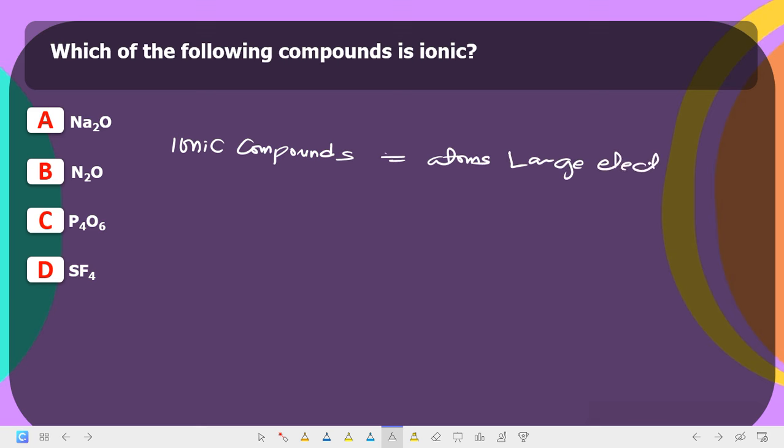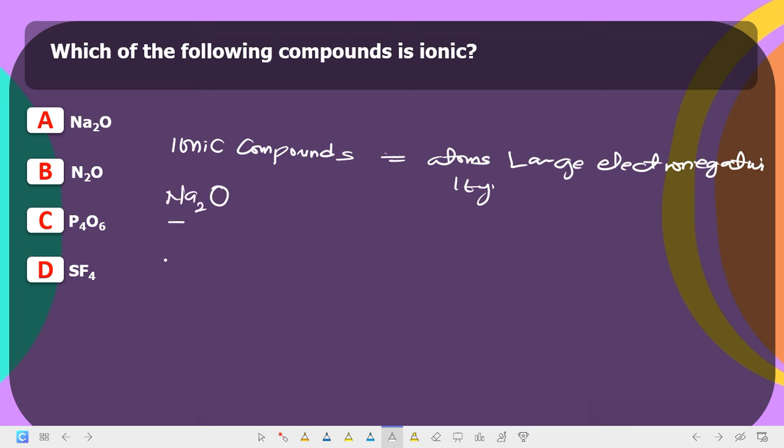The atoms that form ionic compounds have a large electronegativity difference. So if you look at these compounds very well, which of them do you think has a high electronegativity difference? Now, you may not be able to state the exact electronegativities of the atoms, because you are not expected to memorize all the electronegativities of all the elements in the periodic table. But due to written down rules, we should be able to predict the electronegativity of each of the atoms here. Now, if you look at the first one, this one is sodium oxide.